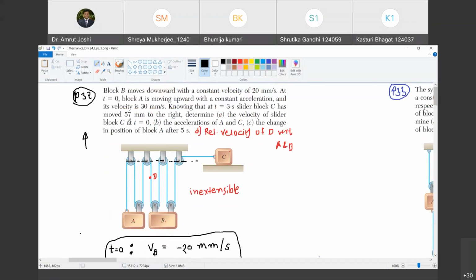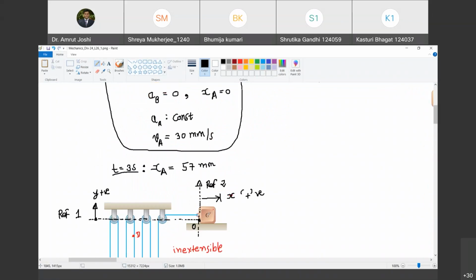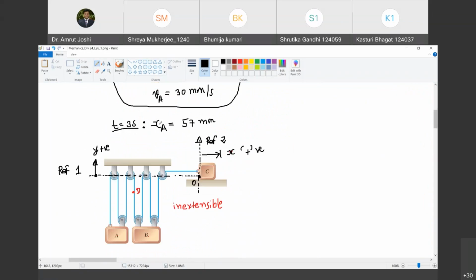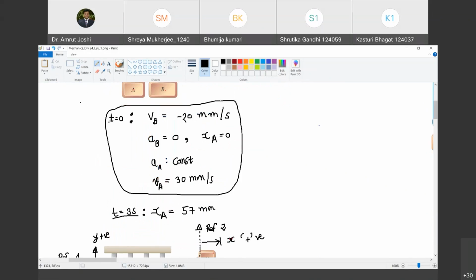Block C has moved 57 mm towards right. So this block has moved 57 mm towards right from this position. So therefore XA equal to 57 mm at time t equal to 3 seconds. Do you agree with me? Yes, sir. And one more data we need to add: at time t equal to 0, XA is 0.